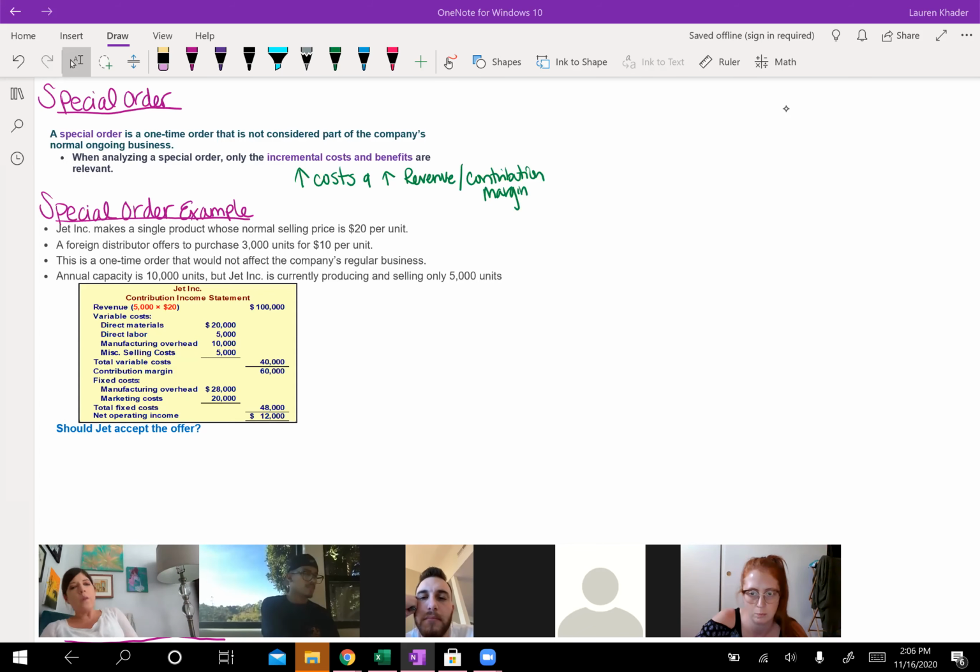So we're focusing on incremental costs and benefits, and those are costs and benefits that are going to increase from the special order. We're not going to look at costs that are going to be unchanged, or any benefits that are going to be unchanged. It's only going to be focused on what's going to increase from the special order specifically. So Ch8 Inc. makes a single product whose normal selling price is $20 per unit.